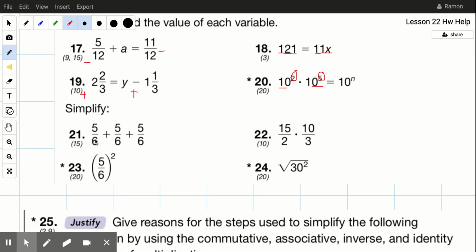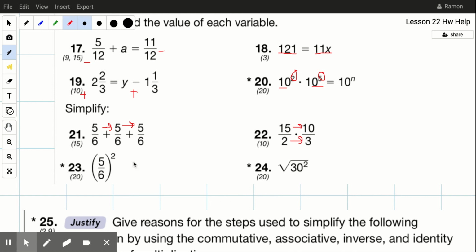21, simplify. Since we're adding and all the denominators are already the same, we only operate on the numerators and simplify. For 22, since we're multiplying, we multiply straight across and we operate on both numerator and denominator and simplify if we can. You can also use your canceling method that we went over yesterday.